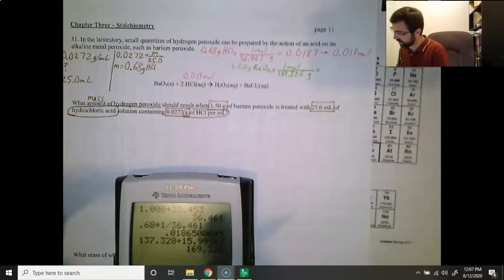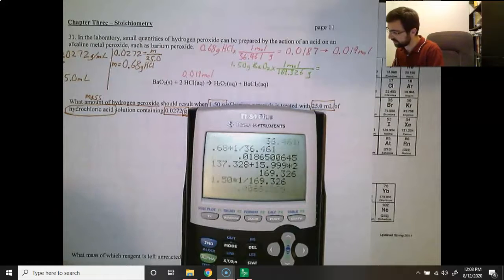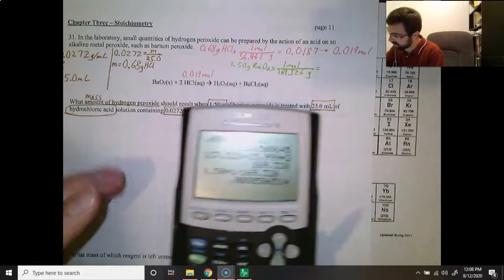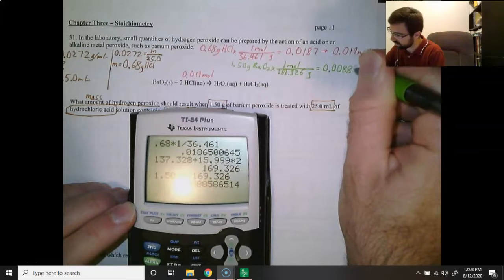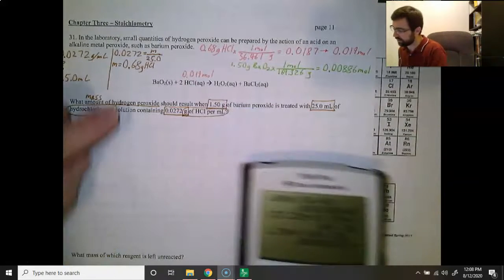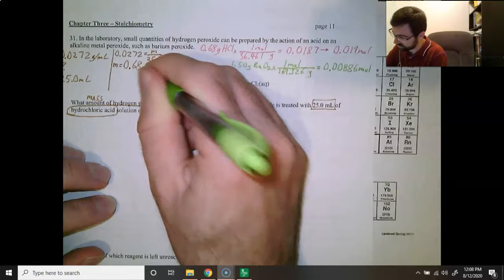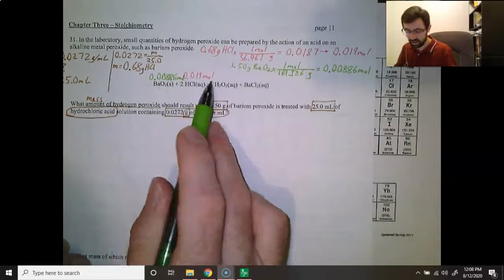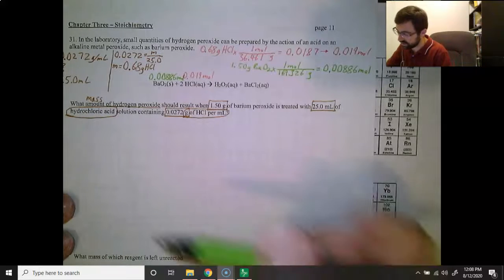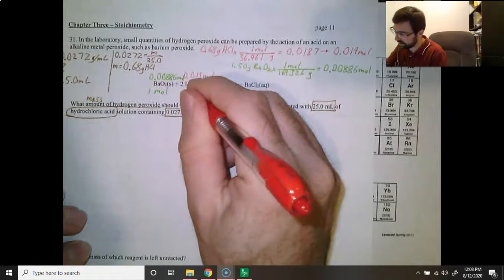So I'm going to do 1.50 times 1 over 169.326, and I need to keep 3 sig figs, so I get 0.00886 moles. I'm going to put that number on top of barium peroxide. So I've got this many moles of barium peroxide and this many moles of HCl. Remember, what we put on the bottom is just the coefficient, so I have 1 mole of BaO2, and I have 2 moles of HCl.